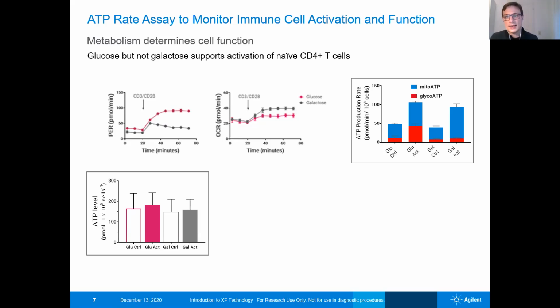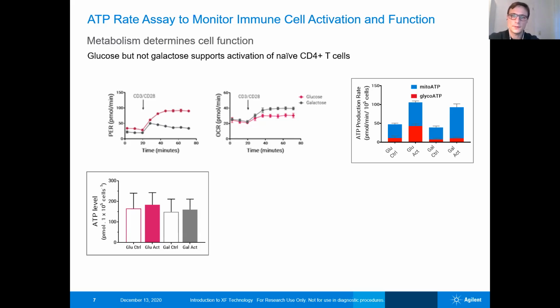If you have them on galactose to drive them into a more oxidative pathway, you don't see that reaction. On the other hand, when you look at the OCR, you can see that the cells on galactose after activation increase the oxidative metabolism more.